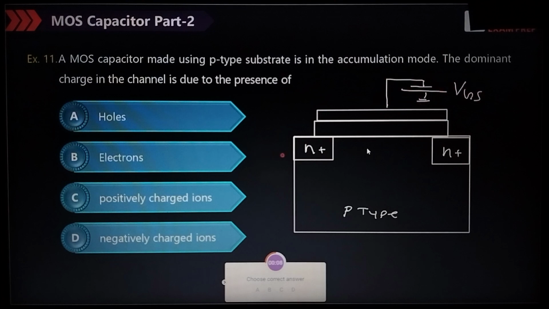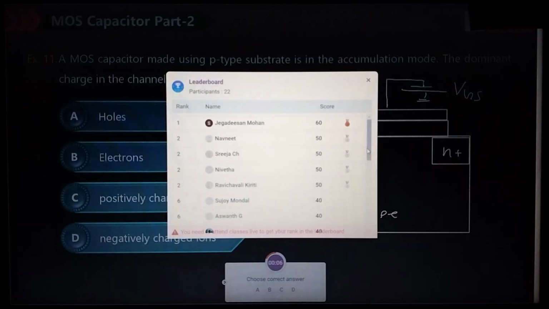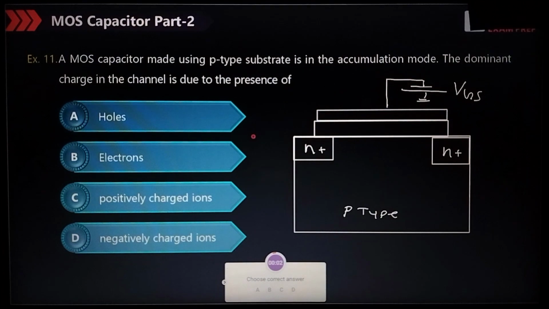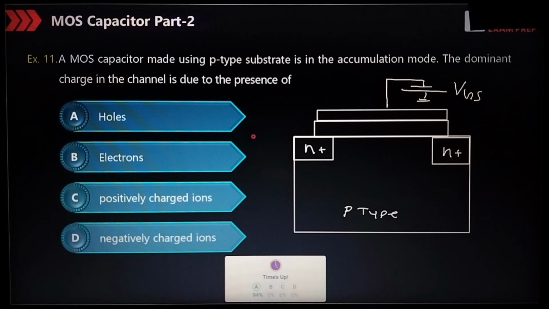94% of students have given the answer and 1 student has given the C option. No problem. Sujoy Mandal, Vignesh, Navneet, Ronita Roy, Jagdish and Mohan. Oh, Priya Mohan. Sibu Bhatt. Right. Sibu, Ravi, Reza. Everyone.